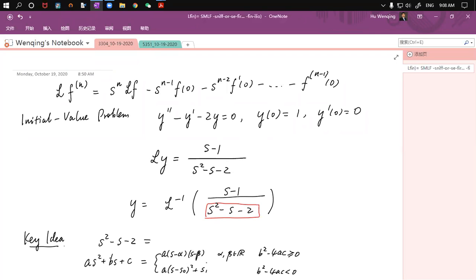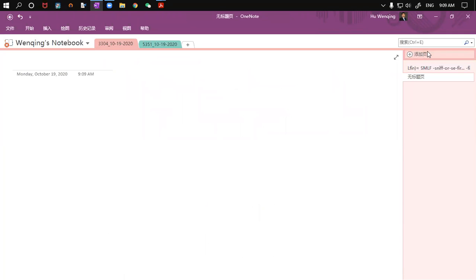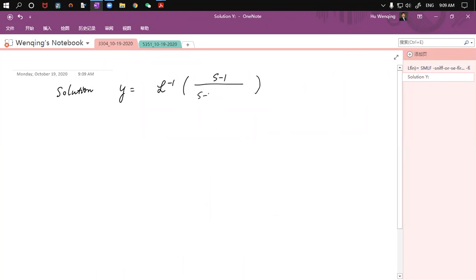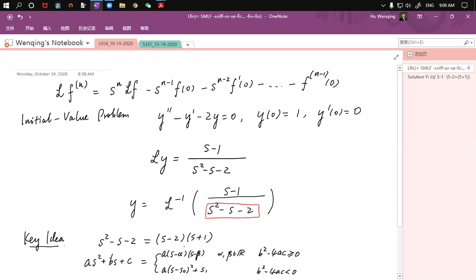This is very important for the rest of these lectures. And in this case, s squared minus s minus 2, the only way you can do it is to decompose it into (s minus 2) and (s plus 1). Is that good, family? So with this key idea at hand, the solution is actually given by y is the inverse Laplace transform of (s minus 1) divided by (s minus 2) multiplied by (s plus 1).